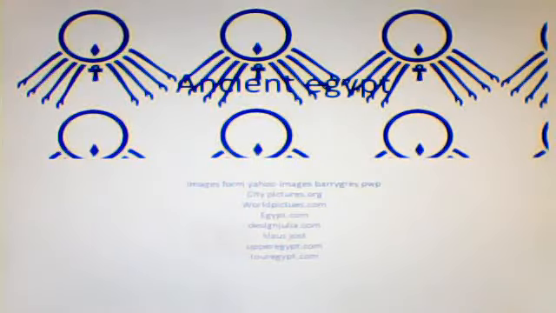I'm going to take you on a brief virtual tour, if you will, through Egypt. This one's on ancient Egypt. As you can see, the sun and the Ankh coming down, the symbol of sun, light, and life coming down from Aten, from the Aten.